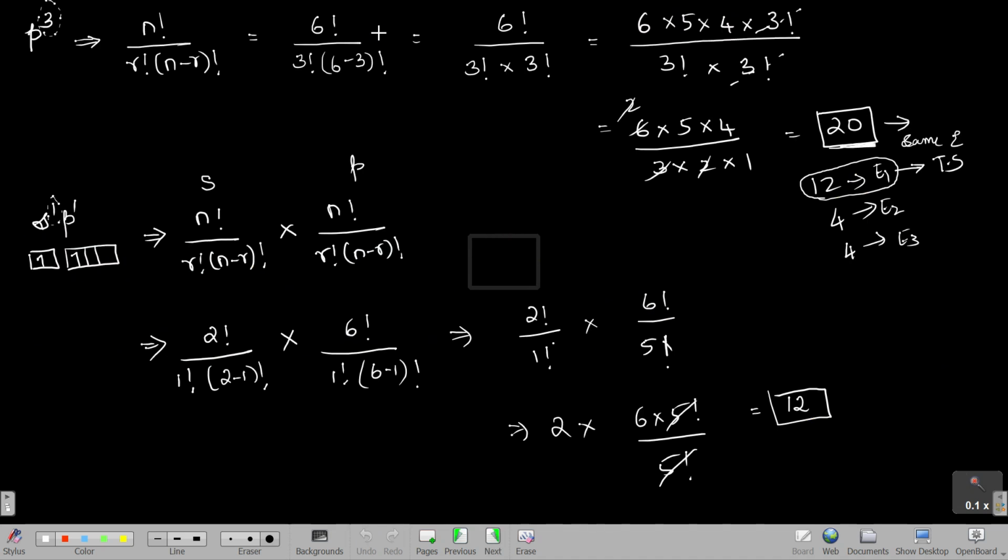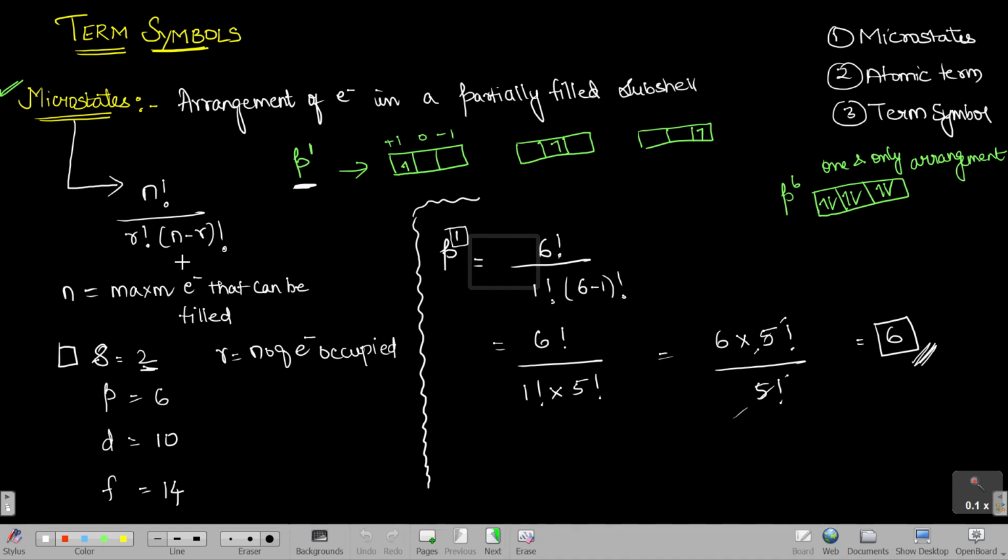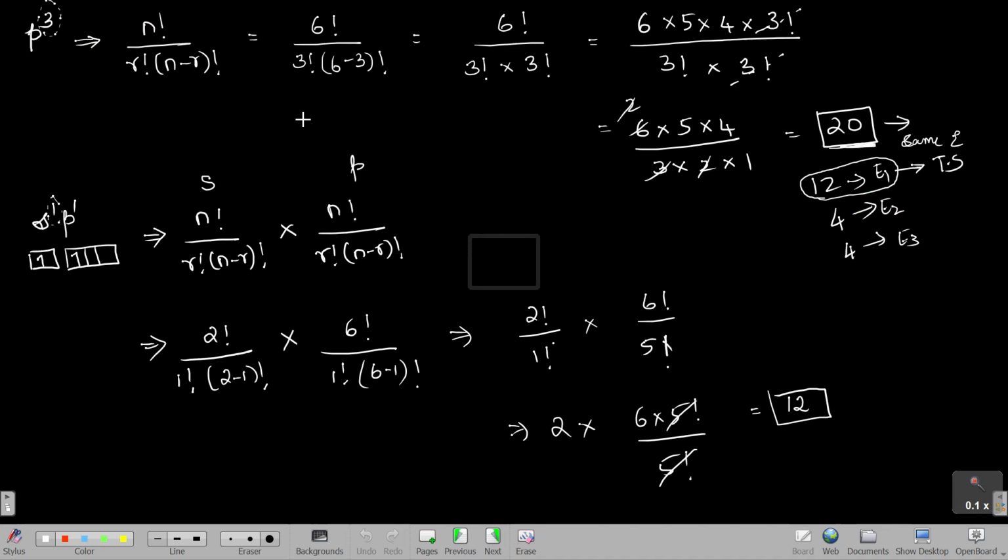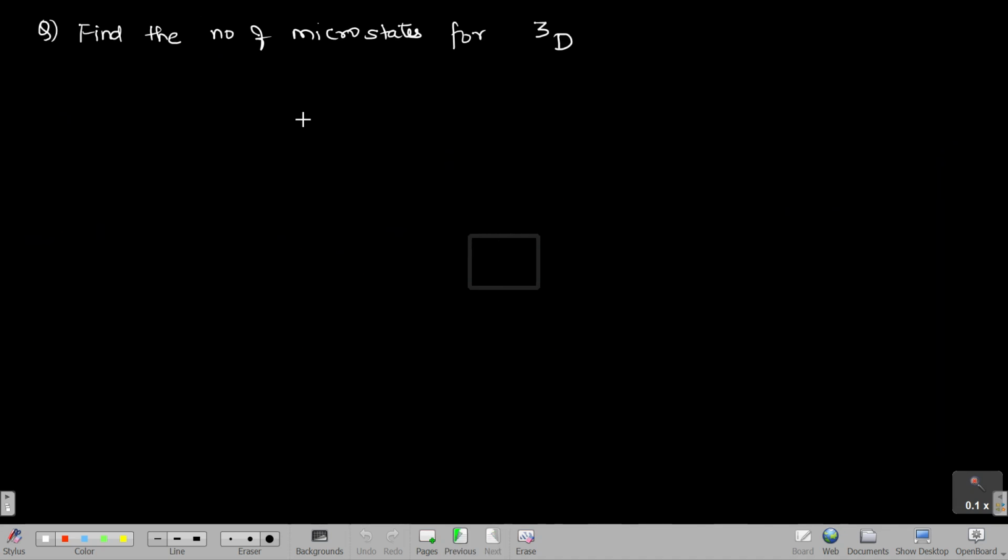So microstate, we have learnt one formula, which is n factorial divided by r factorial into n minus r factorial. But this formula you can apply only when they give you an electronic configuration. But instead of electronic configuration, if they straight away give you an atomic term and ask you to find out the microstate, you have a formula for that. That is (2S+1)(2L+1). That's all. It's a simple formula. So when do you apply this formula? When they give you directly an atomic term and ask you to find out the microstate.